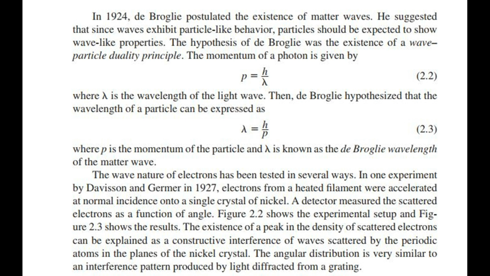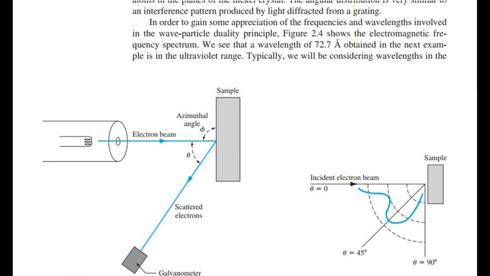The existence of a peak in the density of scattered electrons can be explained as a constructive interference of waves scattered by the periodic atoms in the planes of the nickel crystal. The angular distribution is very similar to an interference pattern produced by light diffracted from a grating.